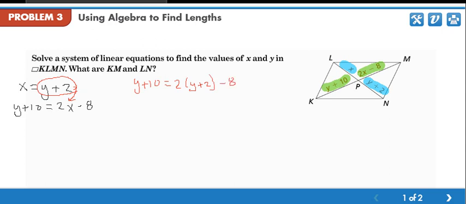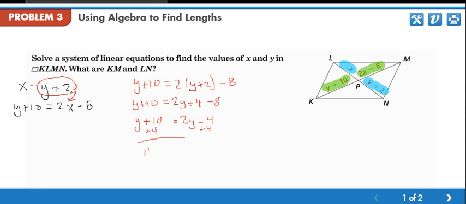So now we have all y's, now we can solve for y. We still have y plus 10 equals 2y plus 4 minus 8. So we're going to get y plus 10 equals 2y minus 4. I'm going to add 4 to both sides.